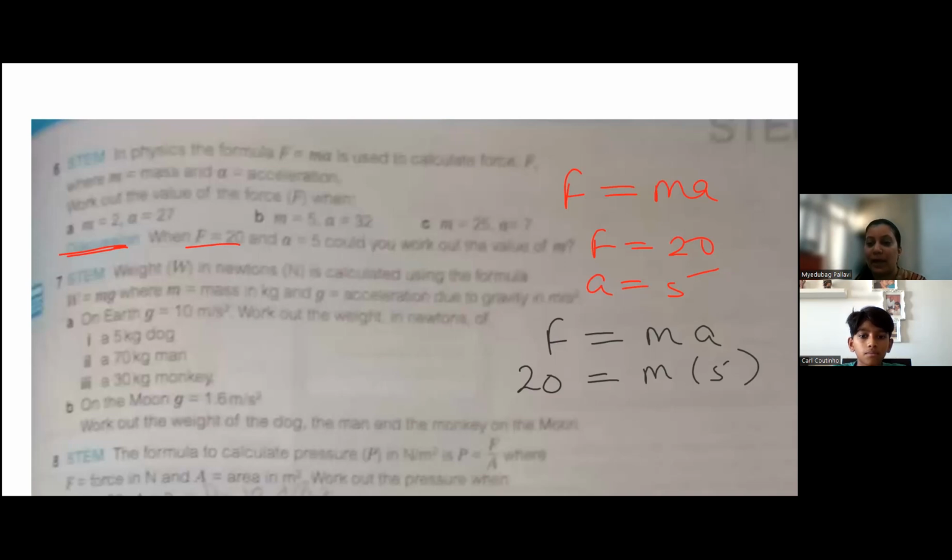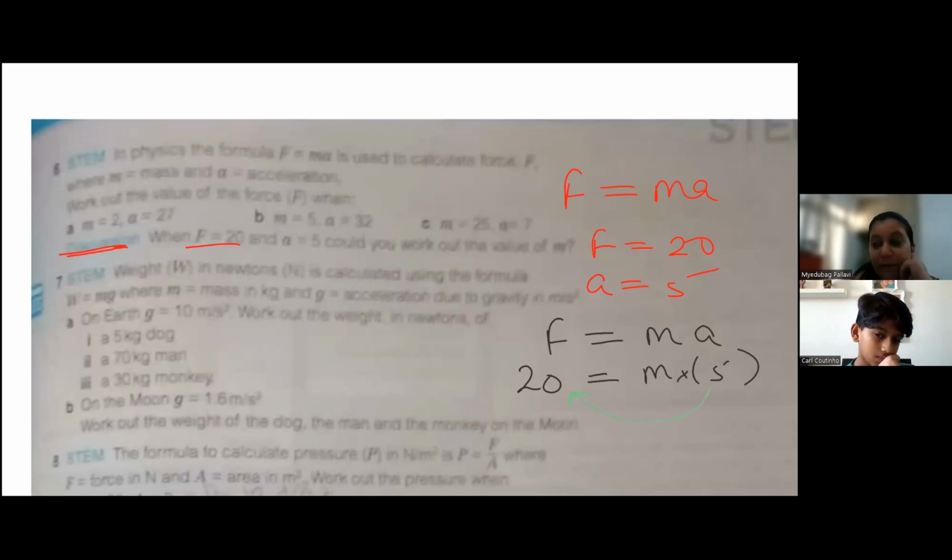M multiplied by A, that means M multiplied by 5 gives us 20. Here we have a multiplication sign, although it is not mentioned, it means this only, right? So M multiplied by 5 gives us 20. Then what can be the possible value for M? When we transfer 5 to the left hand side, 100.